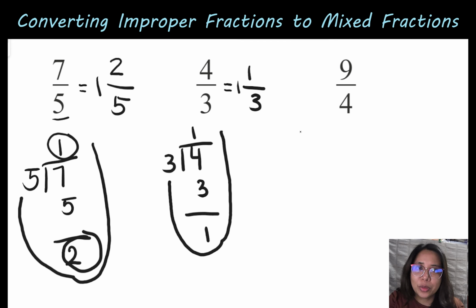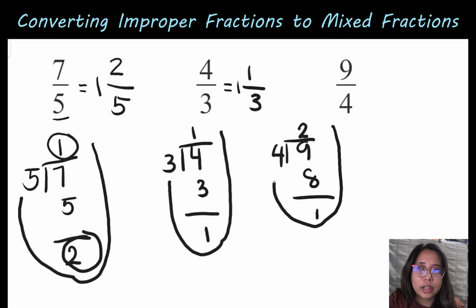So, next example, we have 9 over 4. Okay, so, i-divide natin yung ating numerator sa ating denominator. So, we have 9 divided by 4. So, 9 divided by 4 is 2. 2 times 4 is 8. And then 9 minus 8 is equal to 1. So, ito yung ating whole number. Ito yung ating numerator. And then, ito yung ating denominator. So, 9 over 4 is equivalent to 2 and 1/4.